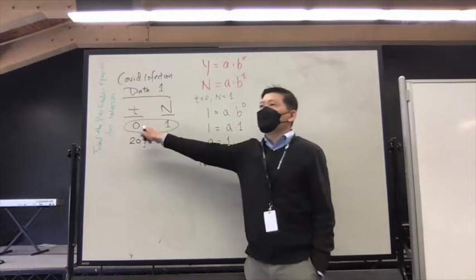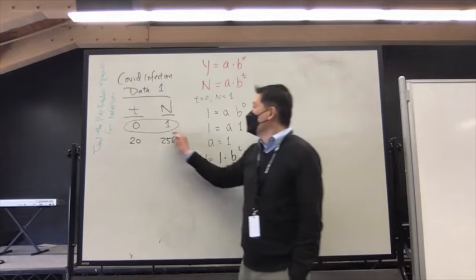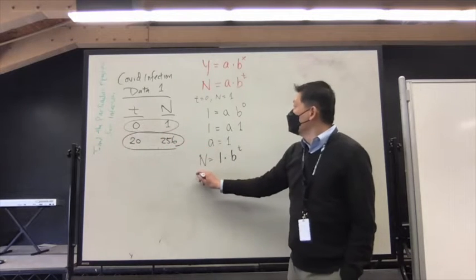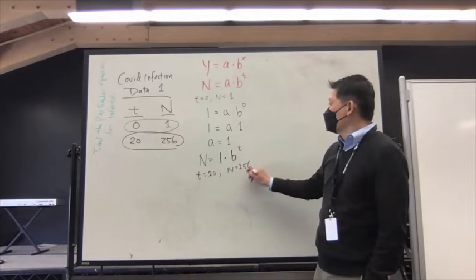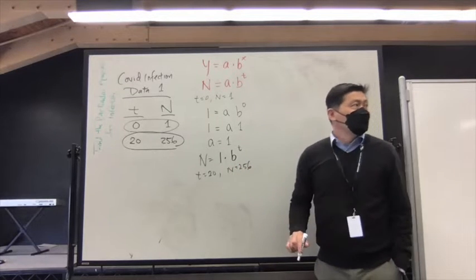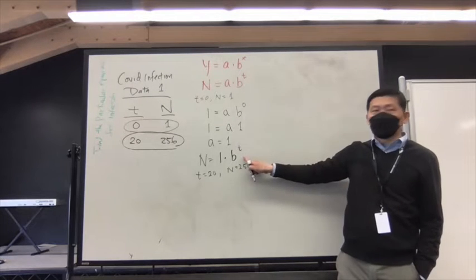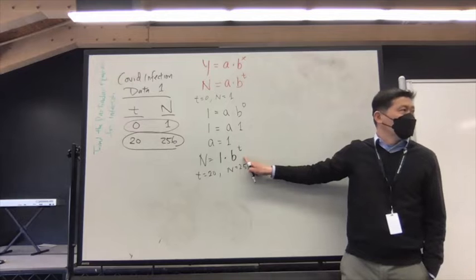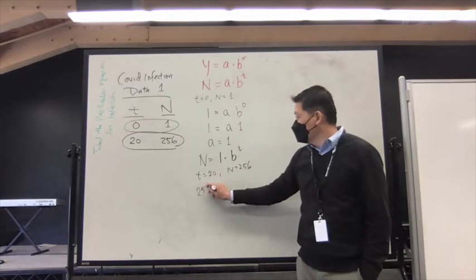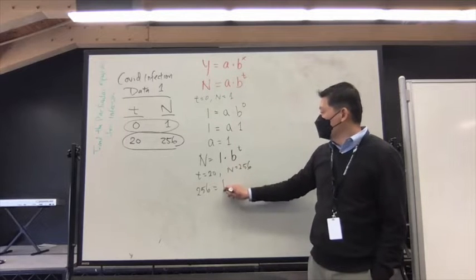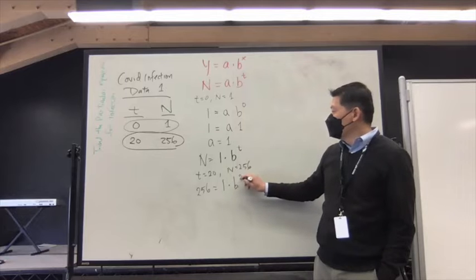Since I already used this set of data, the next available data for us to use is this one. T is equal to 20 when n is equal to 256. So now, instead of going back all the way to this equation, we use the modified equation because we already found A. So now, n is equal to 256, 1 is equal to 1, B is still equal to B, T is 20.